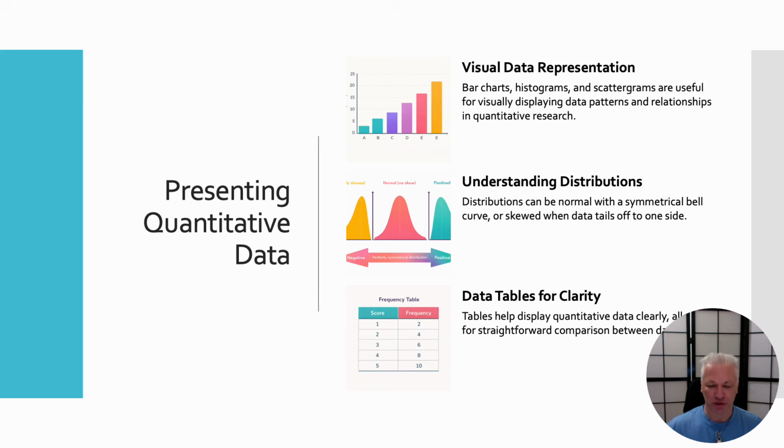Scattergrams are used for displaying correlational data. Each point represents a pair of scores from the two variables, and the pattern of points shows the direction and strength of the correlation. Positive correlation: as one variable increases, the other increases. Negative correlation: as one variable increases, the other decreases. Or for no correlation, there's no pattern.